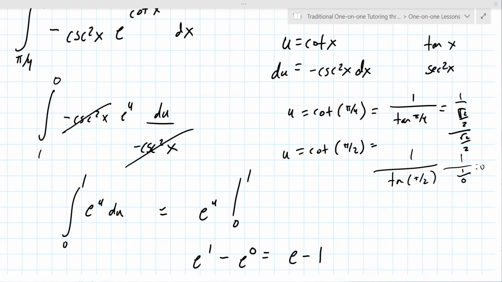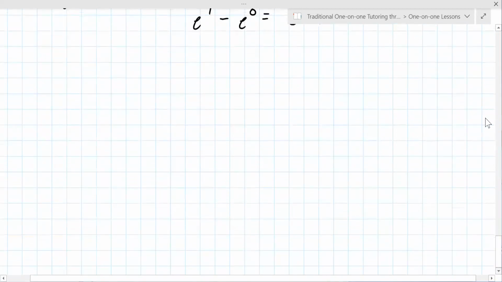Can we do a simpler u substitution? Because I feel like I'm still not great with it. Yes. Let's go integral of 2x e to the x squared from 0 to 1 dx.